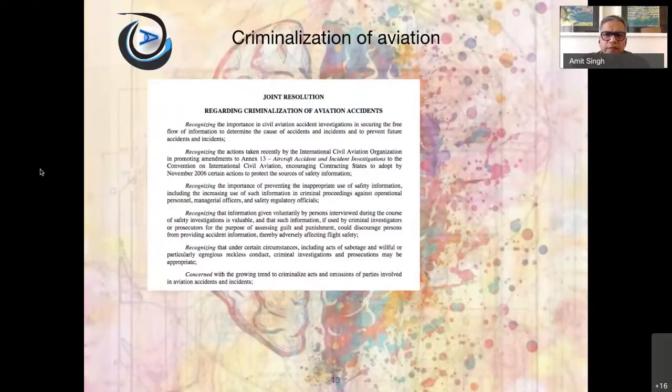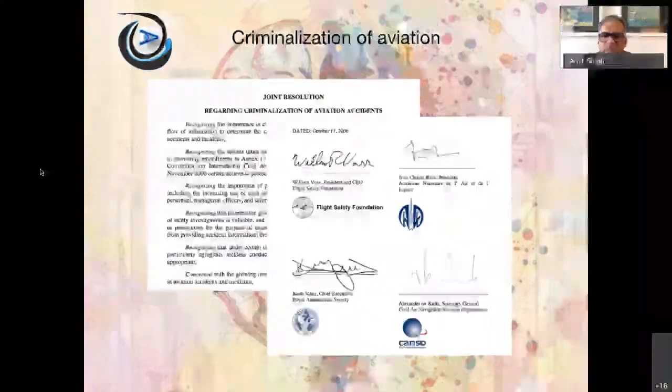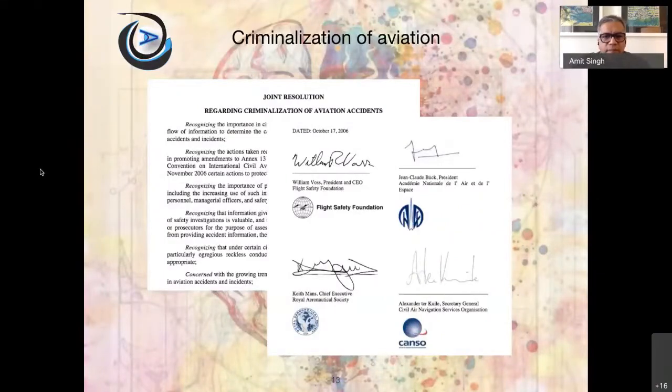After the criminalization, a number of organizations put out a joint resolution to prevent this. A few of them were the Flight Safety Foundation, the Royal Aeronautical Society, CANSO, and the National Academy of Space. So they are all working against criminalization of aviation accident reports.